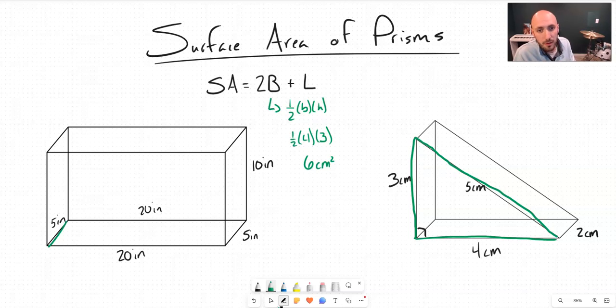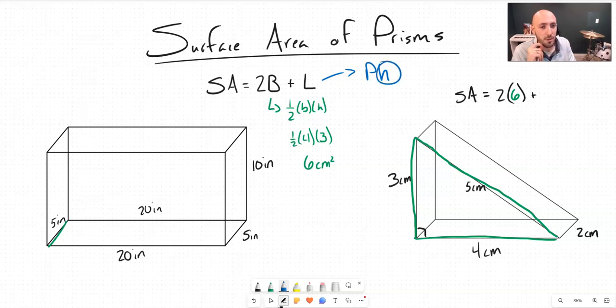So now we just have to do 2 times that area. So let me rewrite this over here. Surface area equals 2 times 6 plus the lateral area is what we need to find next. And again, the lateral area is going to be the perimeter of the base times the height of the prism.